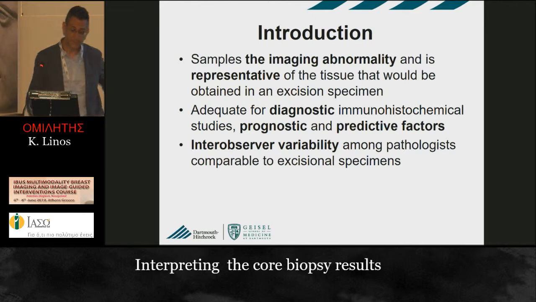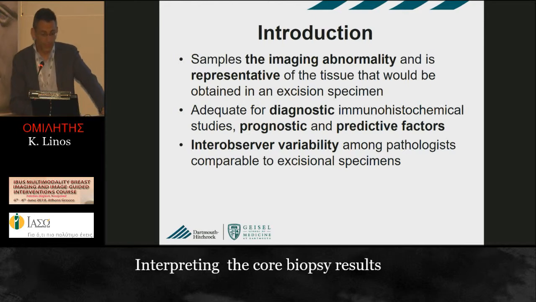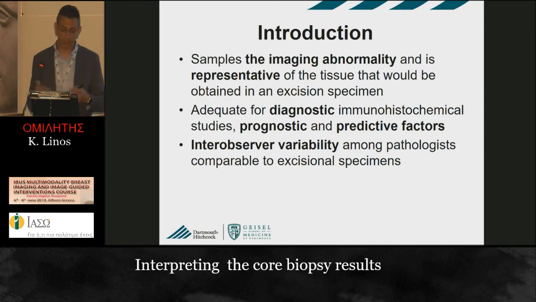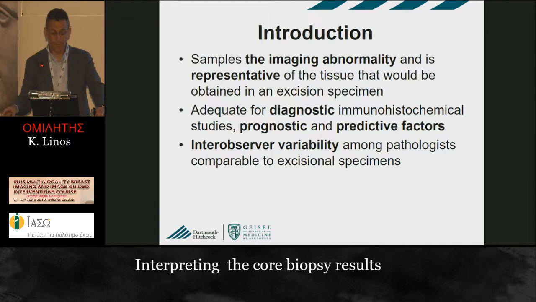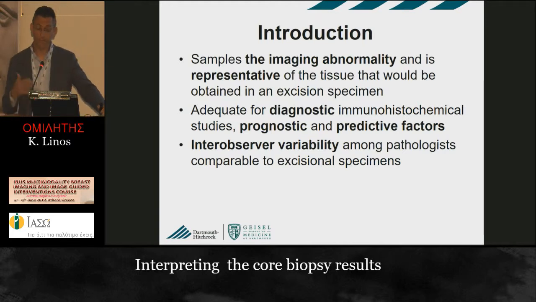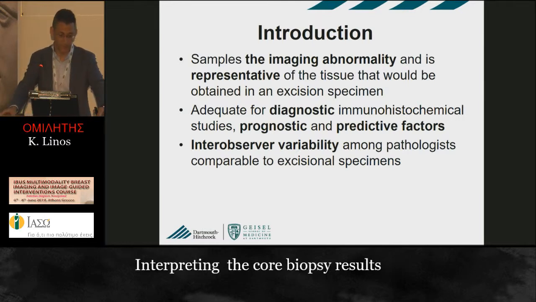So what do we do with a core biopsy? Basically, we sample the imaging abnormality, and as pathologists, when we get the tissue, we hope that the core biopsy that you send us is actually representative of the tissue that would be obtained in an excision specimen. And it has to be adequate tissue. Of course, you're never going to hear a pathologist complaining about being given more tissue. And it has to be adequate to make a diagnosis, if possible, and then do further immunohistochemical studies if necessary, and to determine various prognostic or predictive factors based on the core biopsy results.